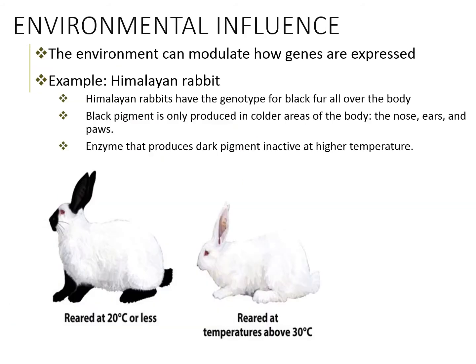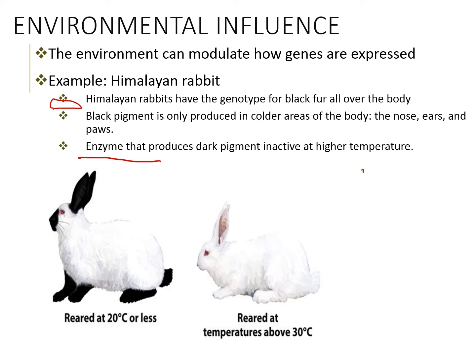Environmental influence. So yes, the environment influences skin color, influences height. In some situations, it is more dramatic than that. So the environment can modulate how genes are expressed. Example, Himalayan rabbit, and there are some other critters running around that are basically the same exact situation. Himalayan rabbits have the genotype for black fur all over their body. So every cell, at least every cell in their skin, has this gene and is expressing it. Black pigment is only produced, though, in colder areas of the body, the nose, ears, and paws. And the reason for that is this. The enzyme that produces dark pigment is inactive at higher temperatures.